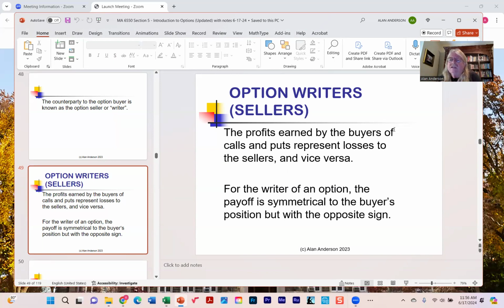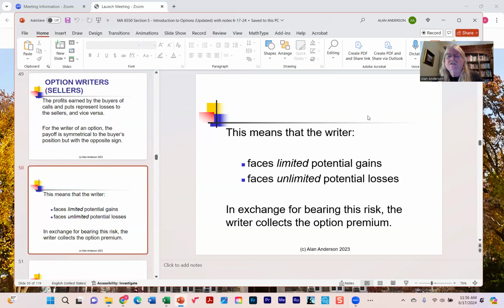So here are the sellers, and what we're going to see is that in a lot of ways, their positions are the reverse of the buyers. Remember, when we were looking at the buyers of the options, they had unlimited potential gains and limited potential losses. Here, everything is in reverse. Your potential gains are limited. Your potential losses are unlimited, which is a pretty terrifying thing when you think about it.